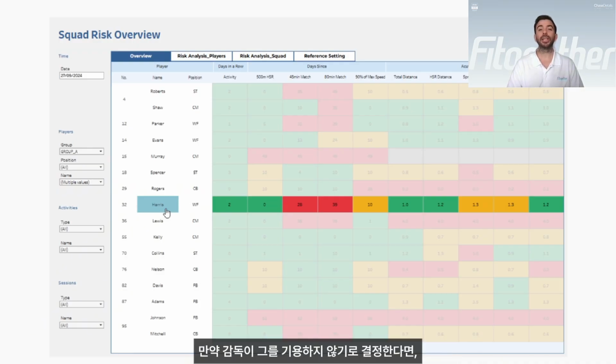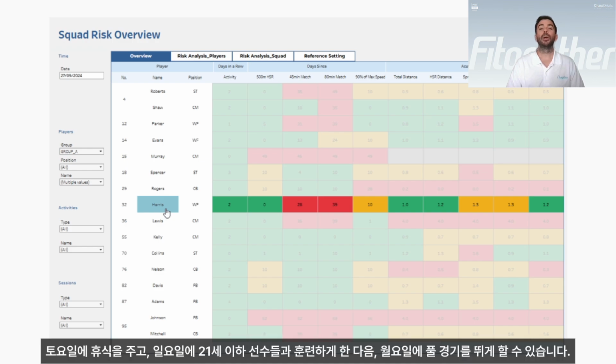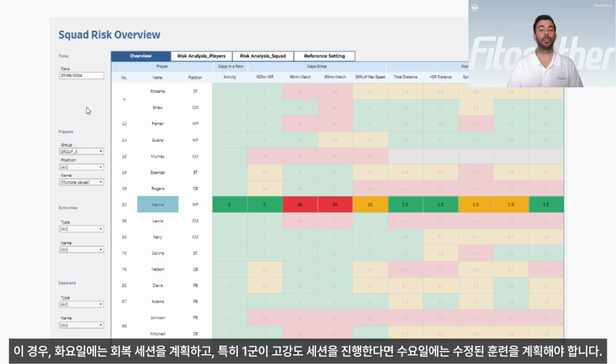If the head coach decides he's not going to feature, you could give him Saturday off, let him train with the under-21s on Sunday, and then play the full game on Monday. If that's the case, plan for a recovery session on Tuesday and potentially modified training on Wednesday, especially if the first team have a high-intensity pitch session.